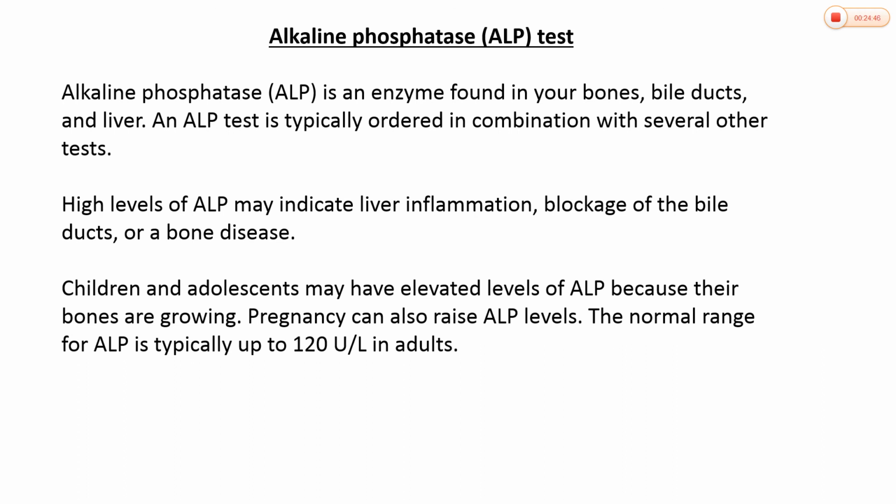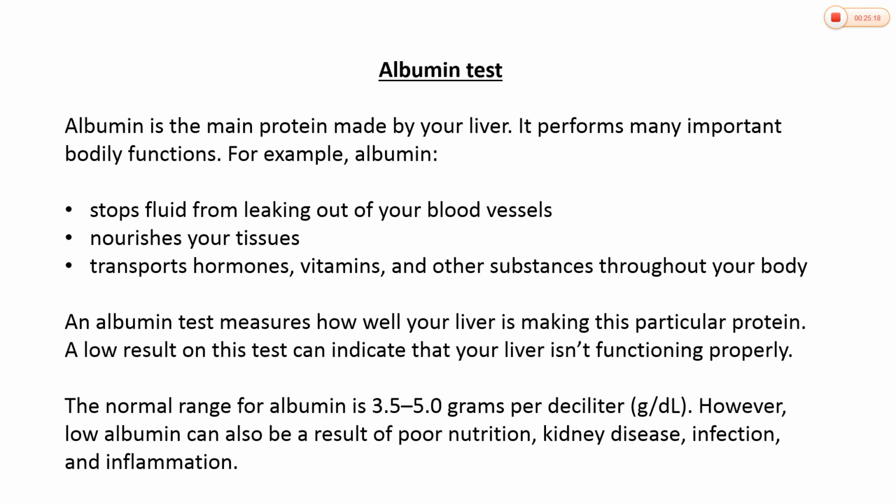Alkaline phosphatase is an enzyme which is found in the bones, bile ducts, and liver. The alkaline phosphatase test is typically ordered in combination with several other tests, and a high level of alkaline phosphatase may indicate liver inflammation or blockage of the bile ducts or bone disease. Children and adolescents may experience high levels of alkaline phosphatase because their bones are growing, and pregnancy can also increase the amount of alkaline phosphatase. The normal range is 120 units per liter in adults.